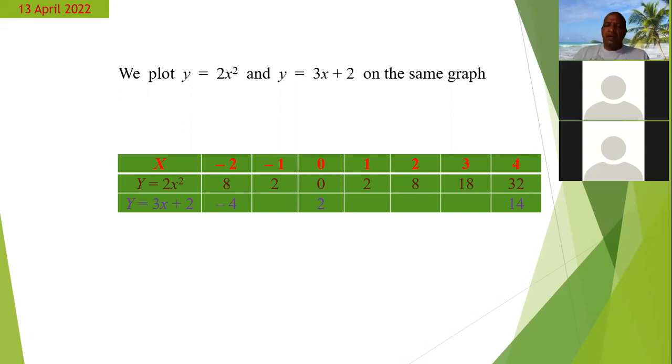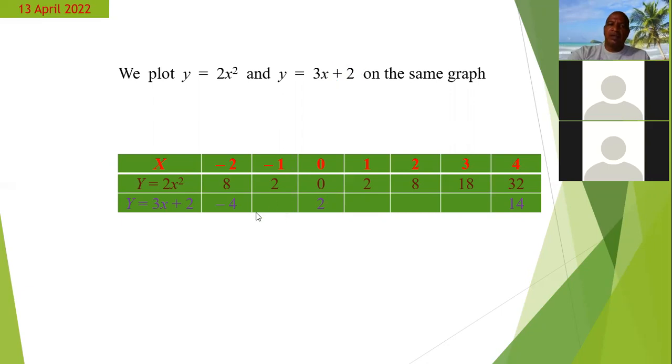Y-axis. So for a straight line, we only need 3 points: the 2 endpoints and where it cuts the y-axis. And it is easy to tell where it cuts the y-axis by looking at the equation, because it cuts the y-axis at the number 2. Whatever this number, the constant, that's where it cuts the y-axis. All right, so that is not difficult, guys. All right, is that clear?